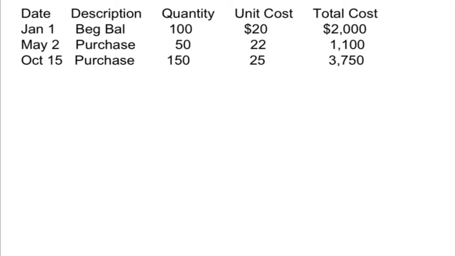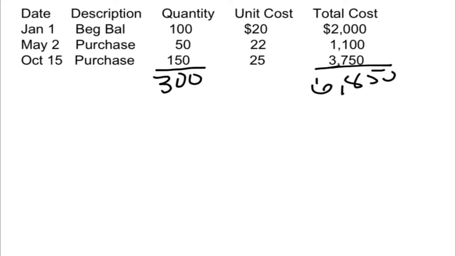So in total, if we add all the quantity up, we had a total of 300 units throughout the period. You can consider that your goods available for sale. It's what we could have sold over the entire year. And the total cost here is $6,850. Whew, bad handwriting today.